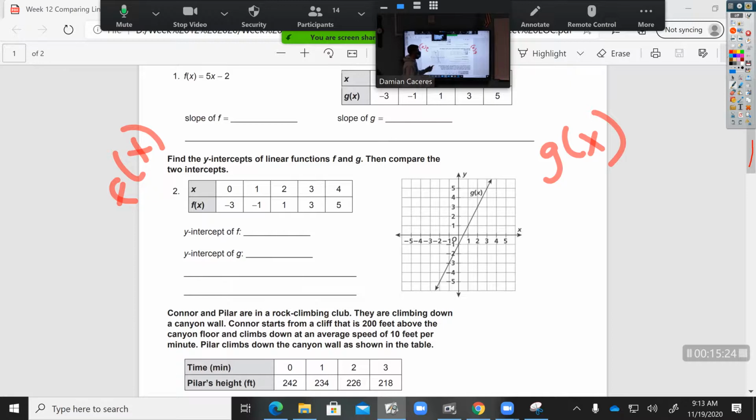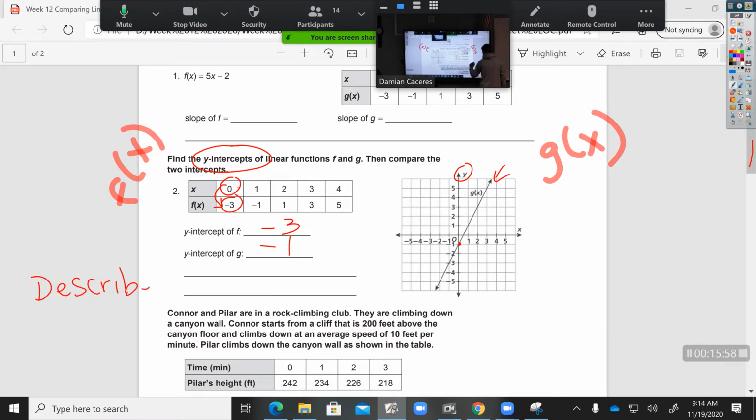So you find the slope for both and the y-intercept for both. In this case, they want you to find the y-intercept for both. So for example, -3 is the y-intercept on f. How do we know that? Because wherever the x value is 0, that other number is your y-intercept. And now look at the graph. This line touches the y-axis on what number? Right here, on -1.